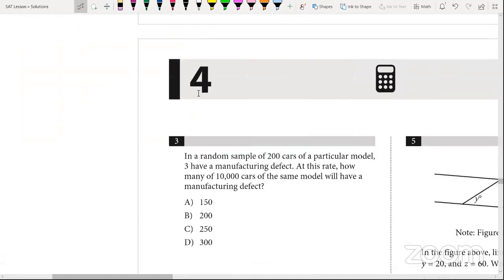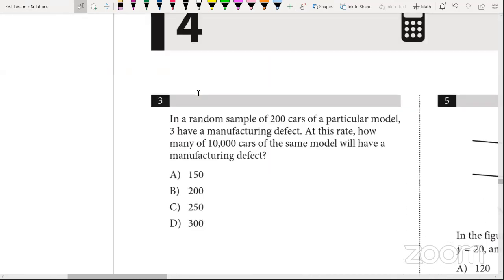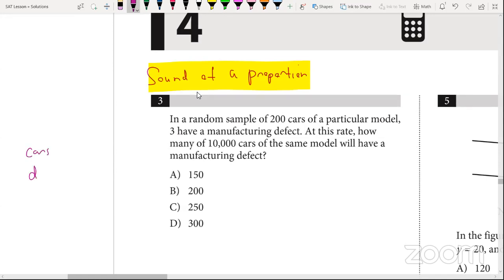Going over to 3. A random sample of 200 cars of a particular model, 3 have a defect. At this rate, how many of the same model will have a manufacturing defect? So once again, 2 questions on this, and we just started. The sound of a proportion is what we're seeing here. So if we just think of the idea of number of cars and defects, the question is saying if we have 200 cars, we have 3 defects. Therefore, 10,000 cars will have how many defects?